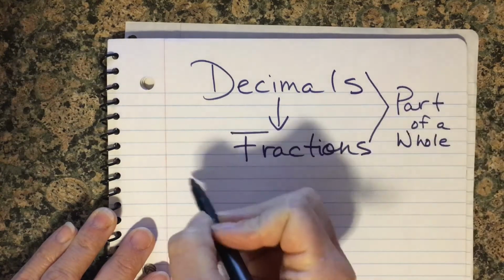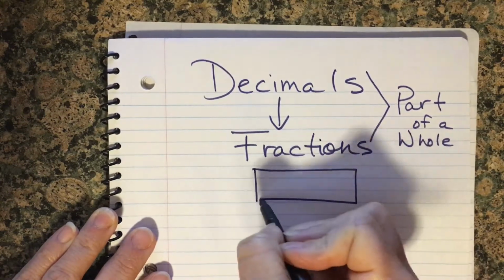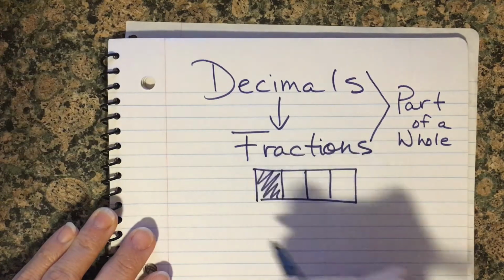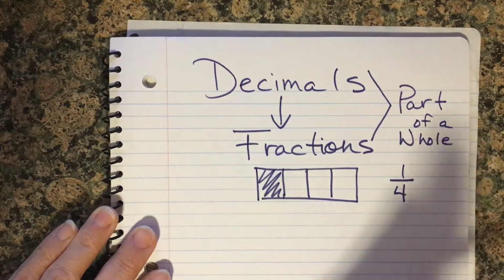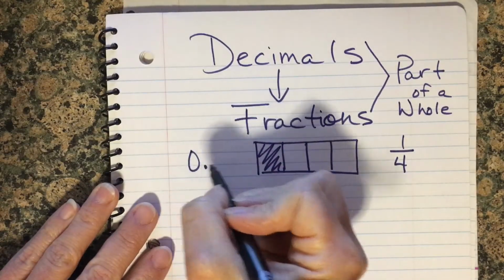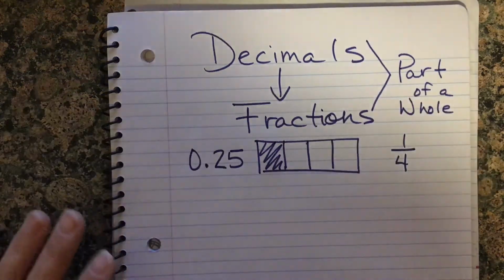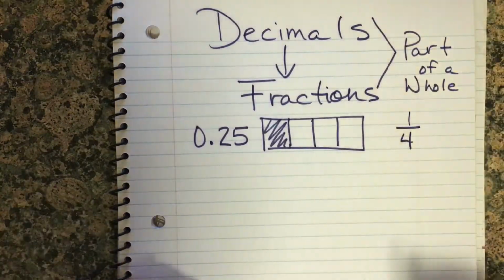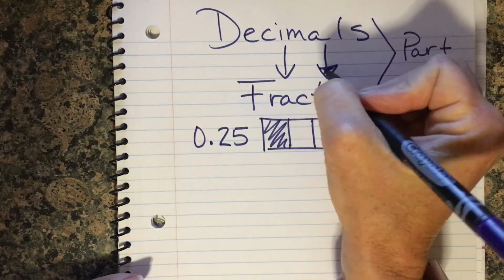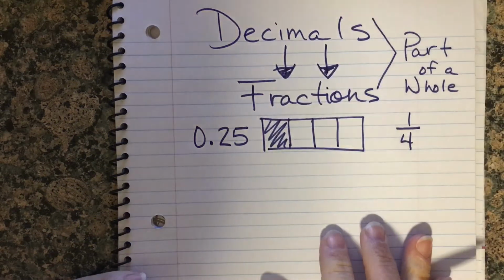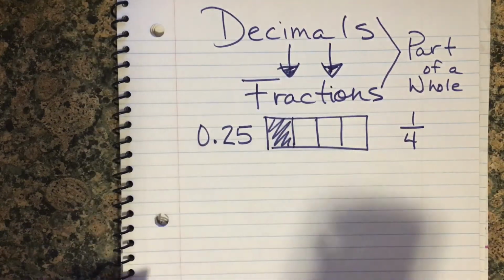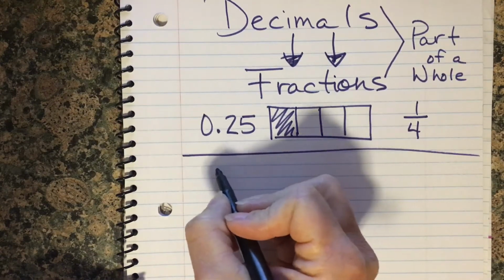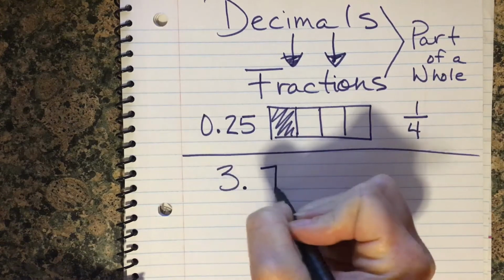So I could represent this model and write 1/4. I can also convert that to a decimal and write 25 hundredths because 25 hundredths is equal to 1/4. So when we switch over to decimals, I want you to be thinking about what we just did with fractions because they're actually the same. They're just written differently. So in 5th grade, we take decimals out to the thousandths place.